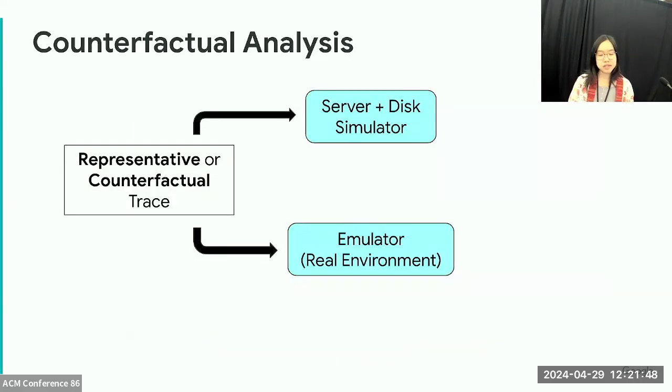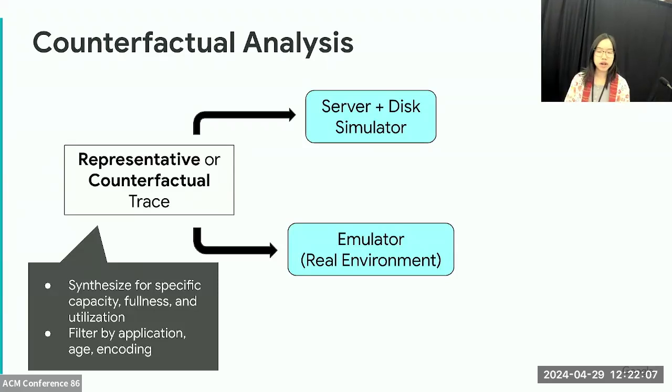Next, let's take a look at how we can use Thesios to perform counterfactual analysis. Thesios can synthesize representative I/O traces, as already shown in a previous slide. We can also extend Thesios to synthesize counterfactual traces. To do so, we extend Thesios to synthesize a trace for a disk with a specific capacity, fullness, and utilization. For example, synthesizing a trace for a larger disk that maybe we don't have in our data center. Second, we also support synthesizing for data placement policy changes. To do so, we need to be able to synthesize a trace for a disk that may contain only files that meet a specific filtering criteria. We support filtering criteria by application, age, and encoding. Once you have a trace, we can then analyze the trace using various methods.